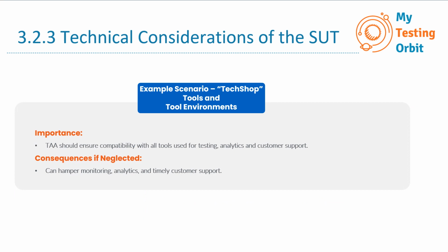If we have a look at the example, the importance is that throughout development and operation, various tools are used for testing, analytics, and customer support. The TAA should ensure compatibility with these tools. Consequences if neglected: incompatibility with essential tools can hamper monitoring, analytics, and timely customer support, potentially leading to customer dissatisfaction and also loss in sales.